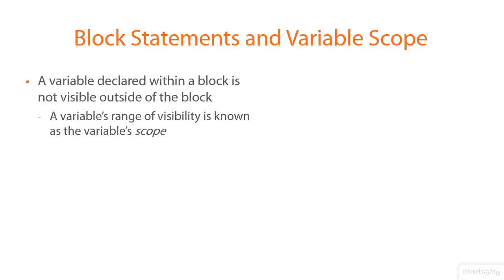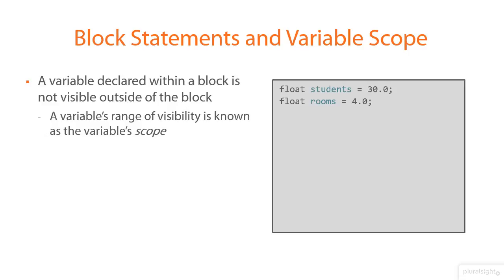So let's take a look at some code. I've got code set up here where I initialize students to 30 and rooms to 4. And so I put an if statement in place where I want to just make sure that rooms is greater than 0. And I open it up with my bracket, meaning I want to create a block, so I have a closing bracket to close the block.